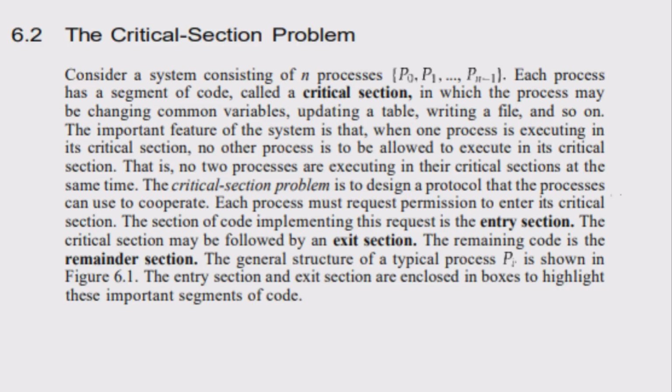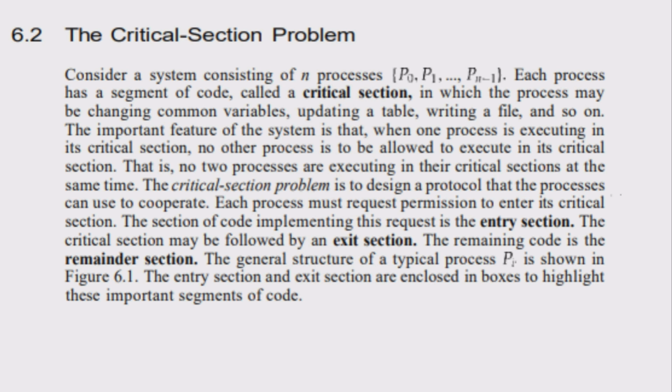The critical section problem considers a system consisting of n processes: P0, P1, ..., Pn-1. Each process has a segment of code called a critical section, in which the process may be changing common variables, updating a table, writing a file, and so on. The important feature of this system is that when one process is executing in its critical section, no other process is to be allowed to execute in its critical section. That is, no two processes are executing in their critical sections at the same time.